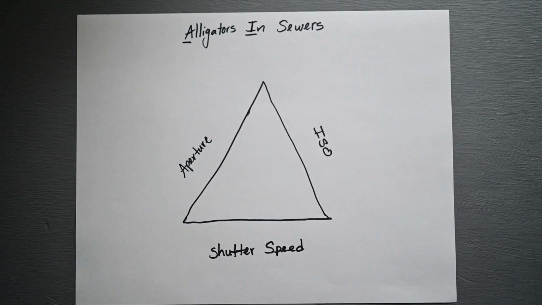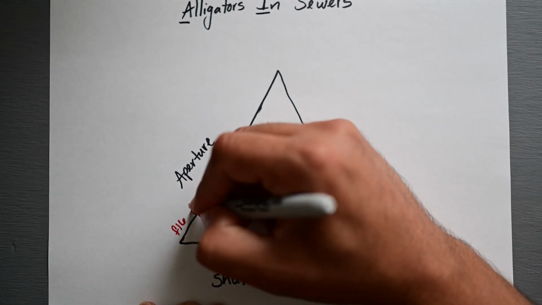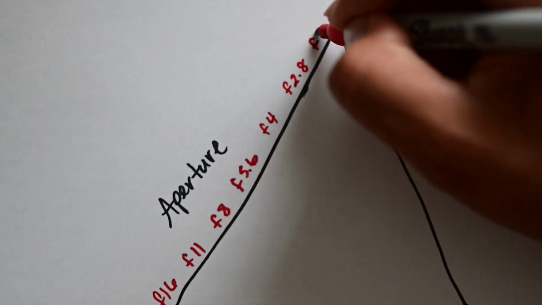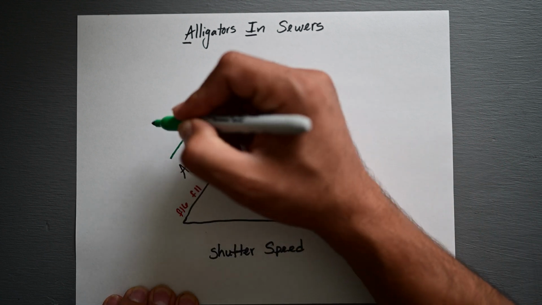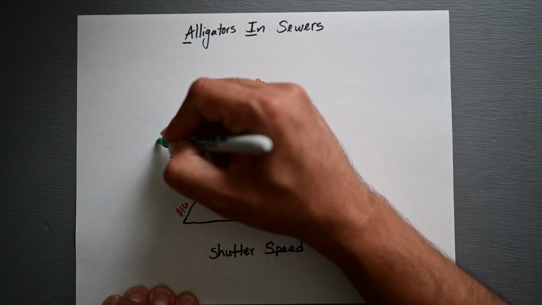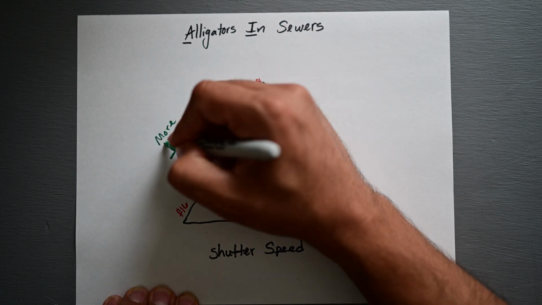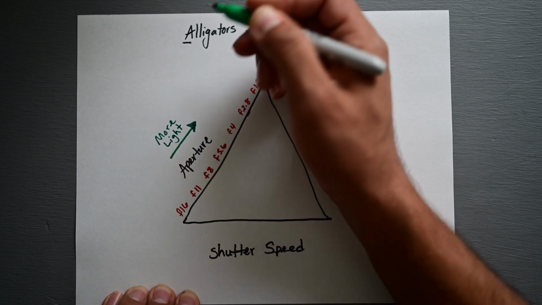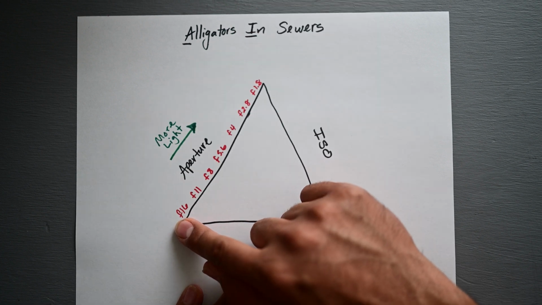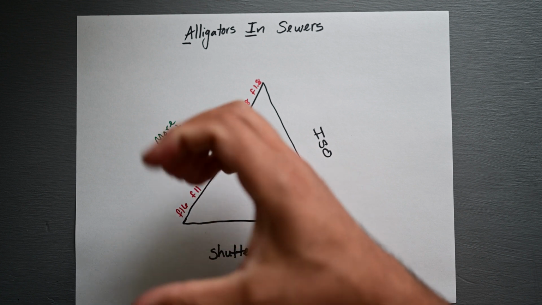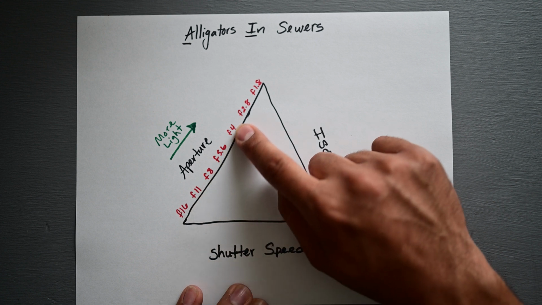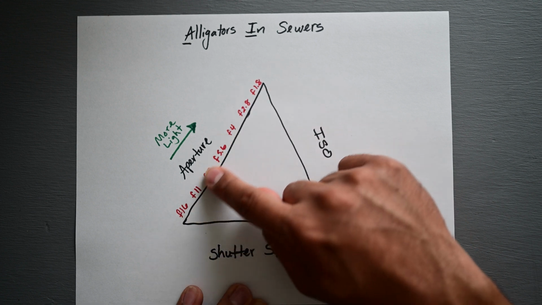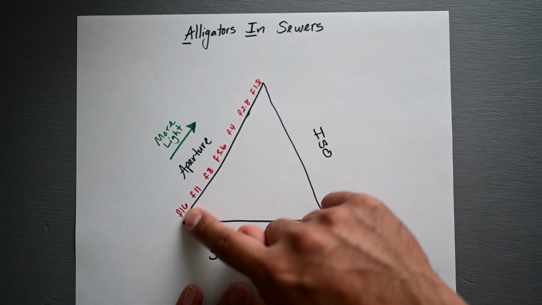As we look at the aperture, we're going to see some f-stop numbers. Let's start by looking at this going clockwise, and as you look at that, we're going to be gaining more light. So we're going to say more light here. If you start increasing your aperture or opening up your aperture, you are going to be gaining more light. So from f16 to f1.8, you're going to be gaining more light as you start opening up that aperture.